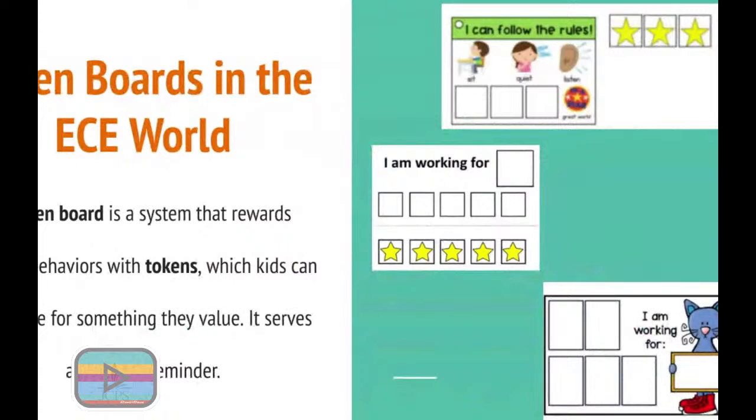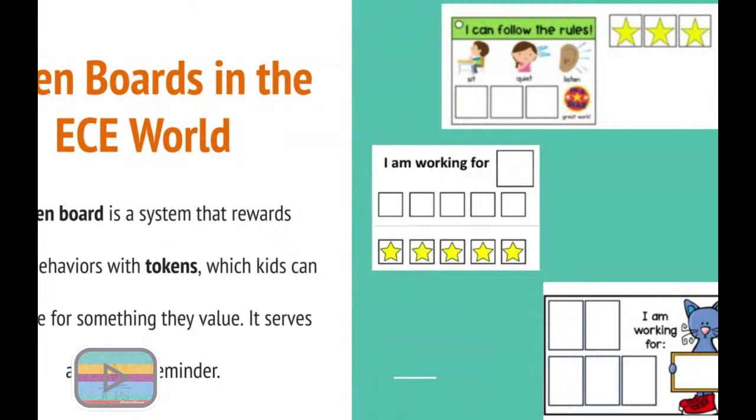So the definition of a token board is a system that rewards desired behaviors with tokens, which kids can exchange for something they value. It serves as a visual reminder. So to the right, you can see some examples of token boards that we've used when we were face-to-face.